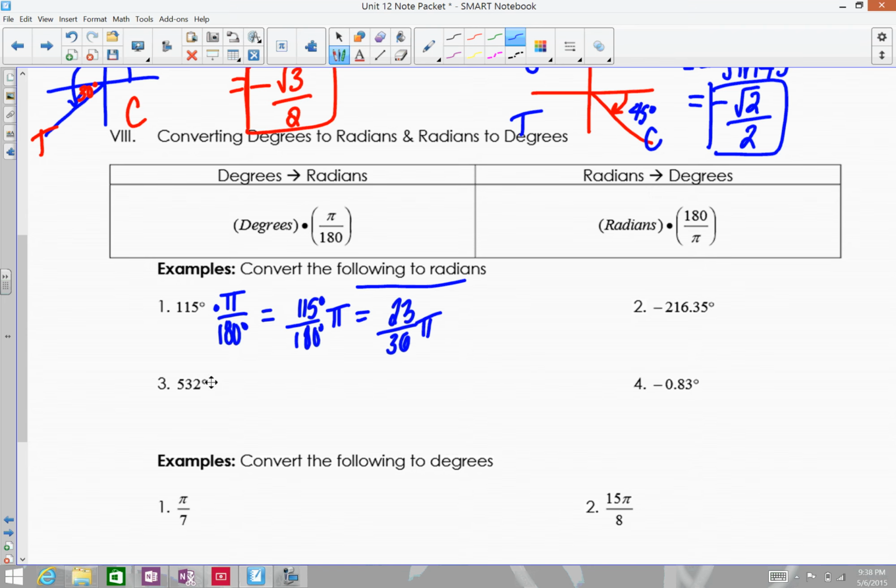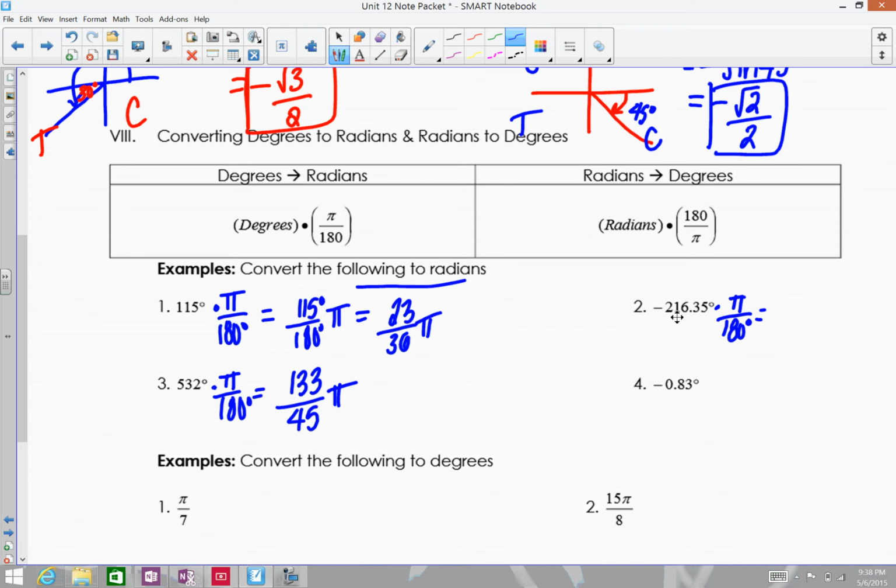This one down here, we have times, again, pi over 180. So basically you end up dividing 532 divided by 180, and you should get 133 over 45 for that, and then we just keep the pi. This one here, same thing. It doesn't matter that it's negative. You're going to do the exact same thing. So pi over 180. And all it means is you're going to get a negative answer.